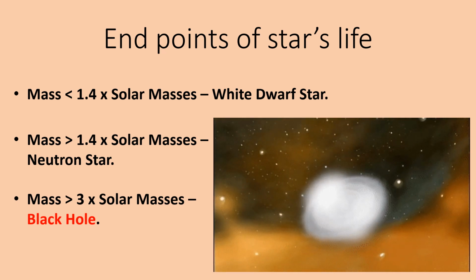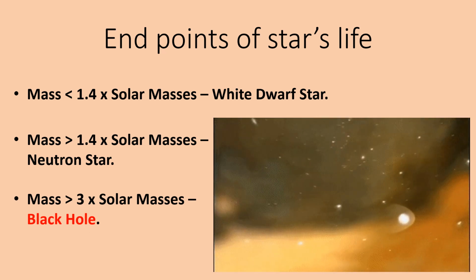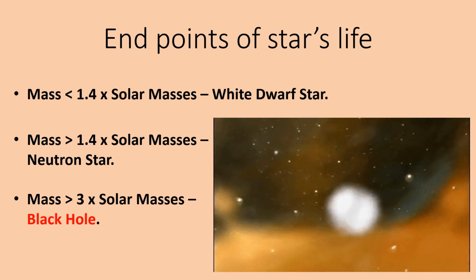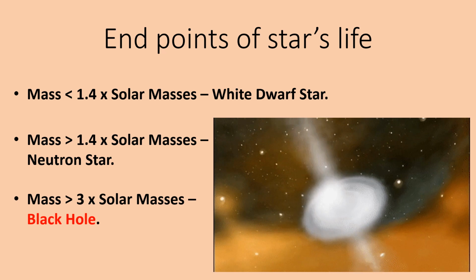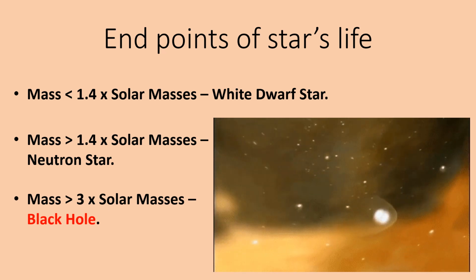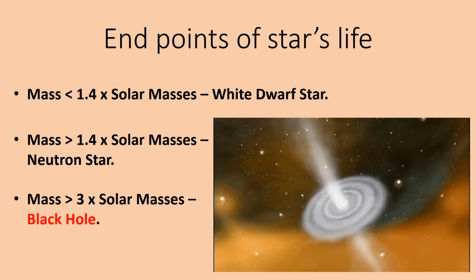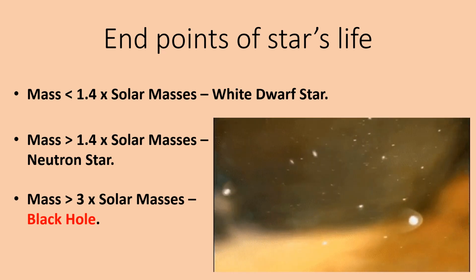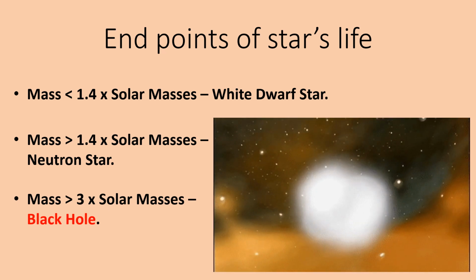and after the fuel is exhausted, it converts into a white dwarf star. Second, when the mass is greater than 1.4 times the solar mass, it is considered in the series of intermediate stars, and it is converted into a neutron star after the fuel is exhausted. The third, when the mass is more than 3 times the solar mass, it converts into a black hole. Yes, guys, when mass is greater than 3 times the solar mass, the star's end of life is a black hole.